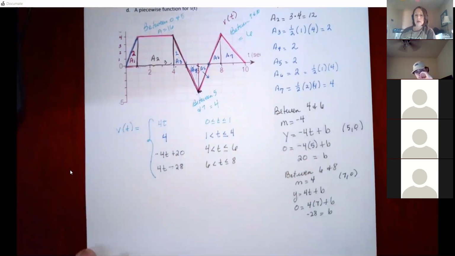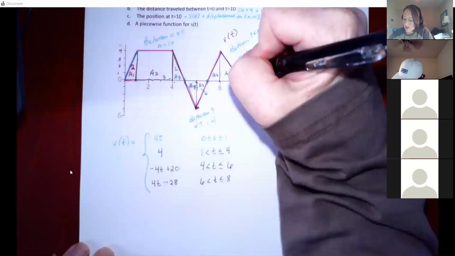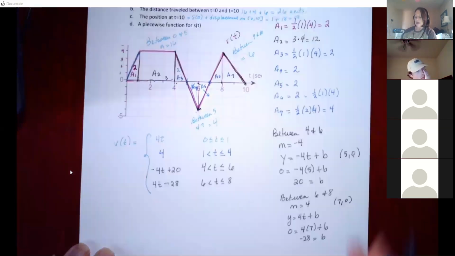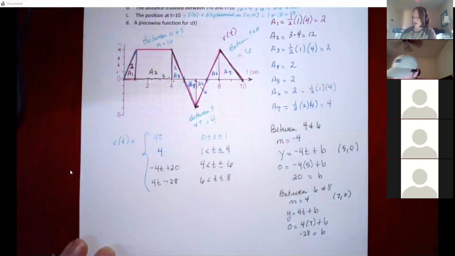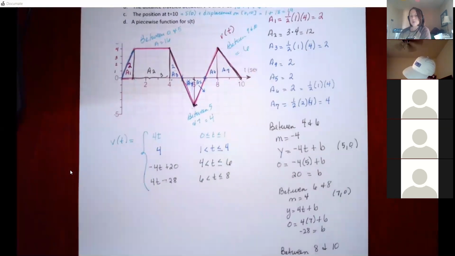Last one, okay? I want you guys to take a couple minutes and figure out what the equation of this last line segment is, okay? And then we'll compare. So this is going to be between 8 and 10. And I'm not going to show you mine right now because I want you to get a chance to work on it for a minute, and then we'll compare our answers.